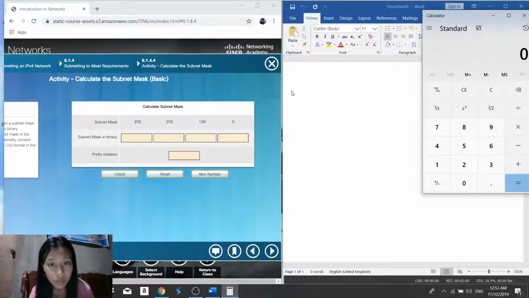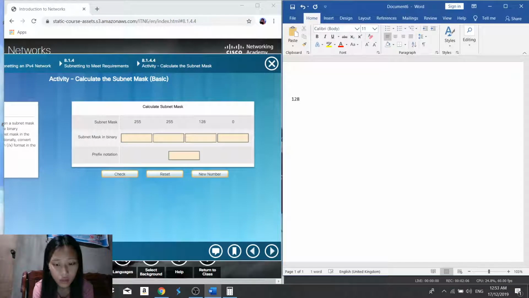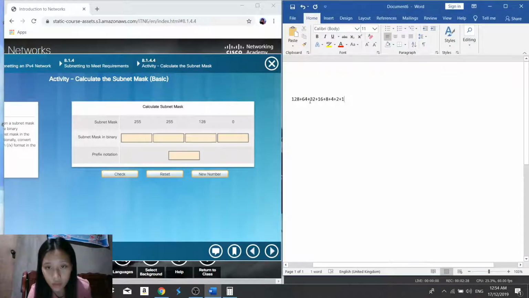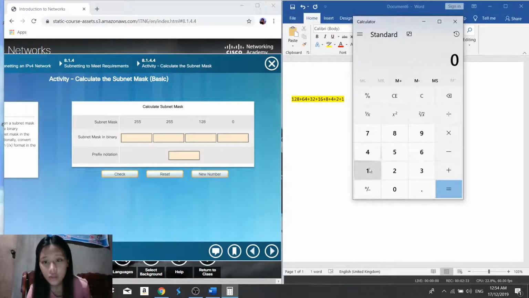So I'm going to put the subnet mask in binary. In 255, it has 128 plus 128 plus 64 plus 32 plus 16 plus 8 plus 4 plus 2 plus 1. I'm just going to let you know how to get the subnet mask. That's why I put all these numbers in the subnet mask bits.